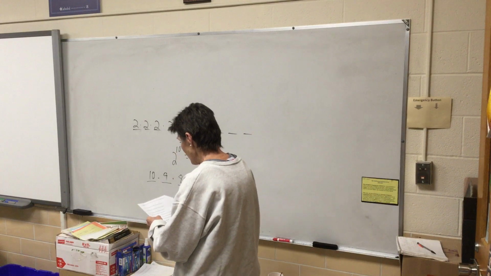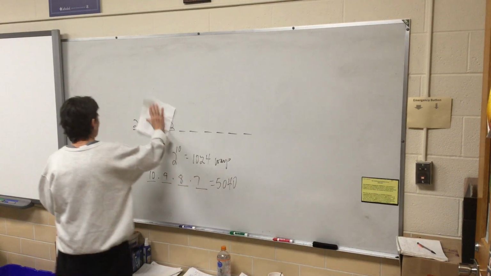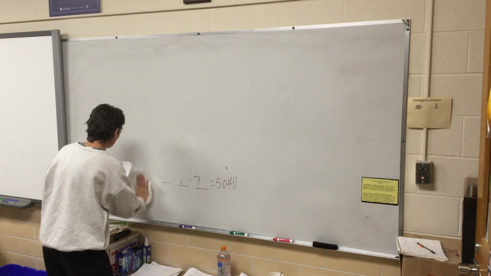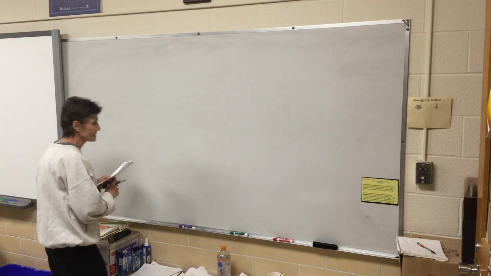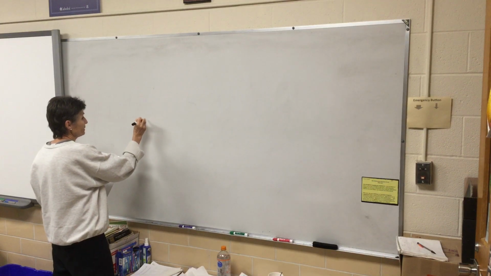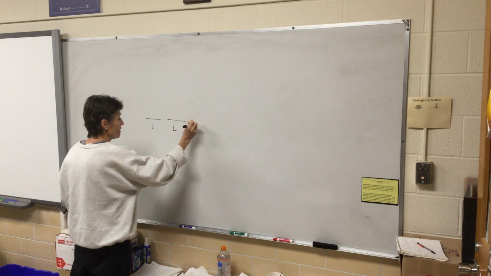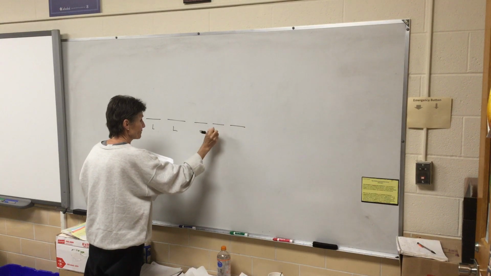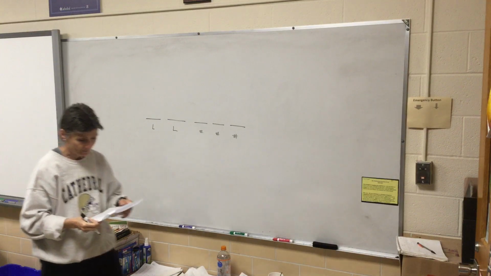Here we go. How many license plates are possible if they must consist of 2 letters followed by 3 non-zero digits? So you're going to make a license plate. It has 2 letters. This is a letter and this is a letter. And then 3 non-zero digits. So we're going to have a number, a number, and a number. Digits mean numbers.